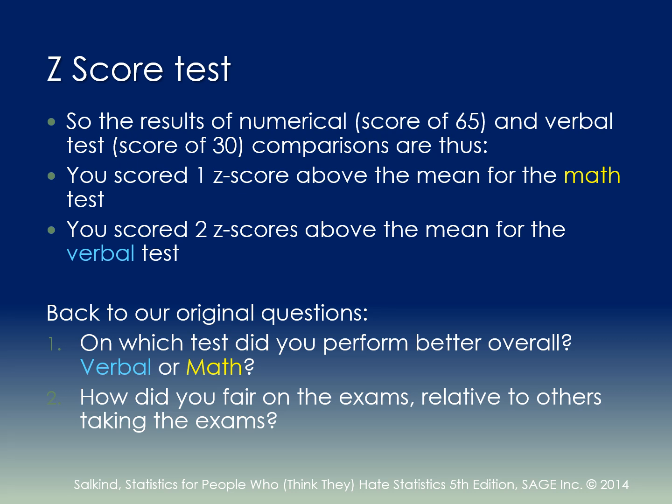Okay, so I've kind of said this on the previous slide, but here's some of the verbiage to slow this down. Again, you scored 1 Z-score above the mean for the numerical test, and you scored 2 Z-scores above the mean for the verbal test. So we've answered the first question: on which test did you perform better overall, the verbal or the numerical test? And the answer is the verbal test. Now the second question is, how did you fare on the exams relative to the other people taking the exams? So how did you compare to everybody else in the class taking those tests? Let's answer that question on the next slide.